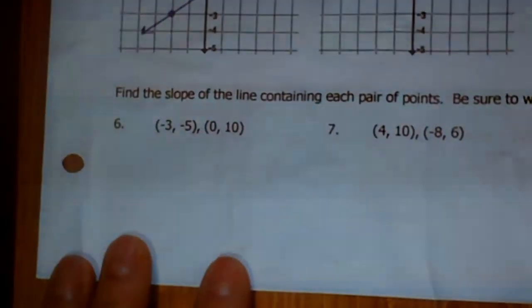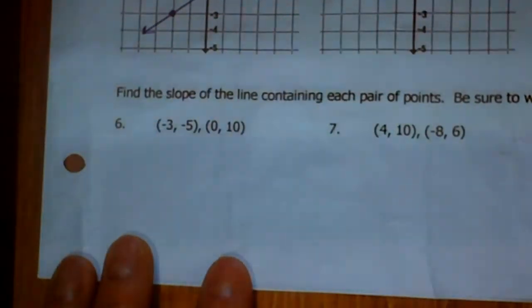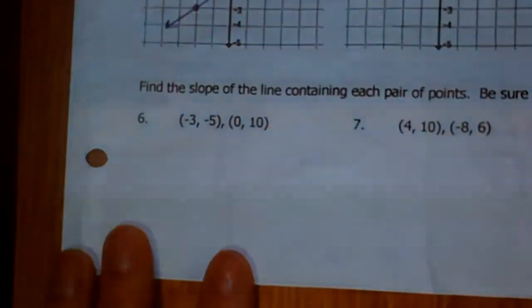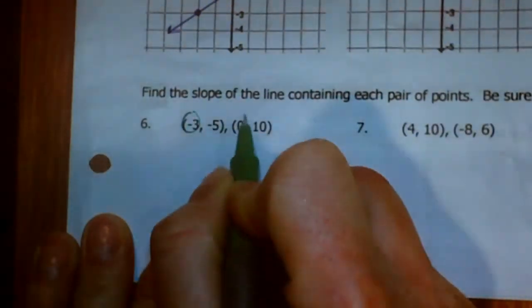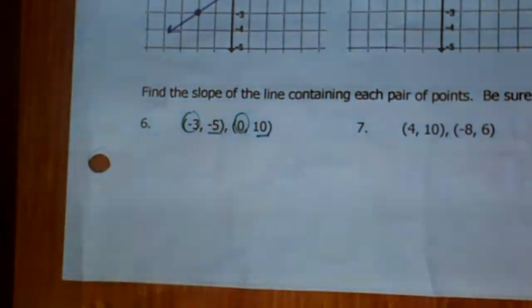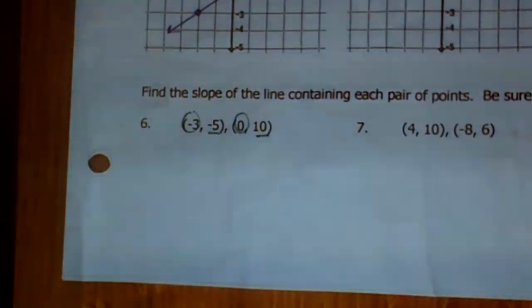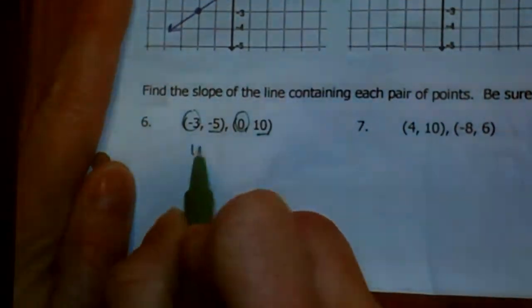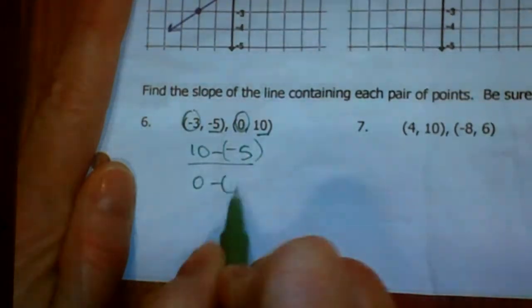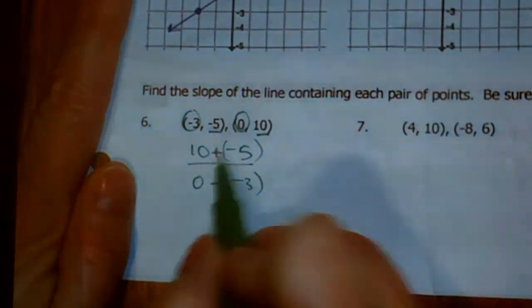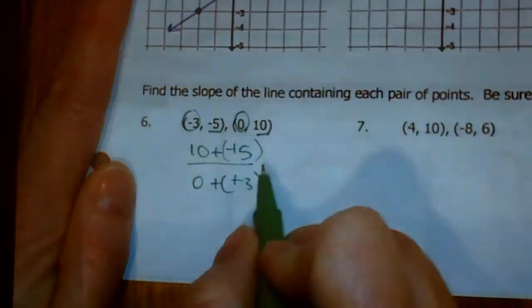Okay, now I ask you to find the slope containing each pair of points. So right now, we're just looking for slope. I don't need an equation yet. And here you have to remember that you take y2 minus y1 over x2 minus x1. So y's on top again, rise over run. So I will take 10 minus -5 over 0 minus -3, or 10 plus 5 over 0 plus 3, same thing.